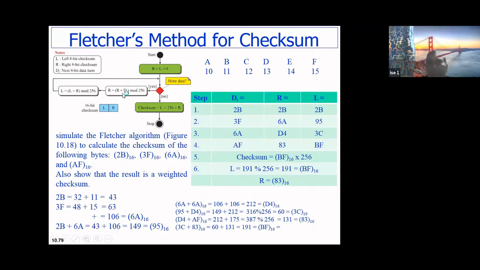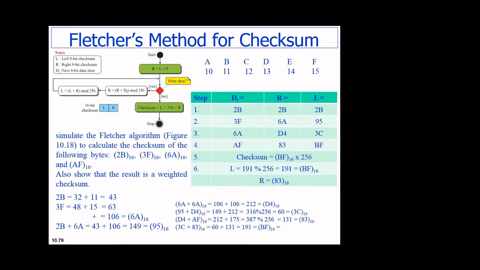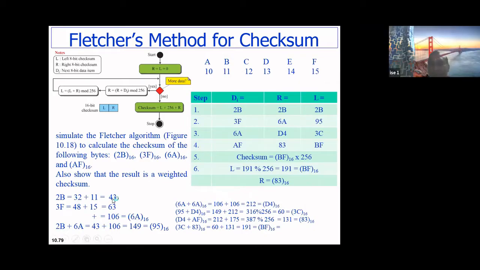It is 2b. So 2b, if you convert it into a number, 16 twos are 32, and plus b is 11. So 32 plus 11 is 43. So 2b is equal to 43. Have you understood this? Yes, sir. 2b is equal to 43.